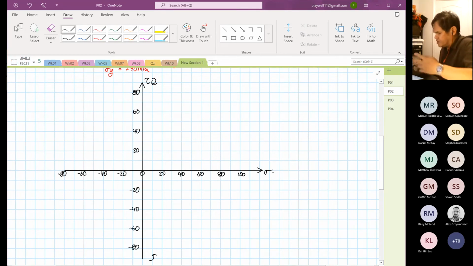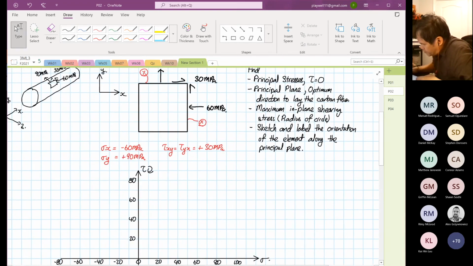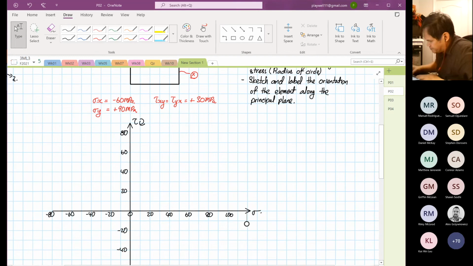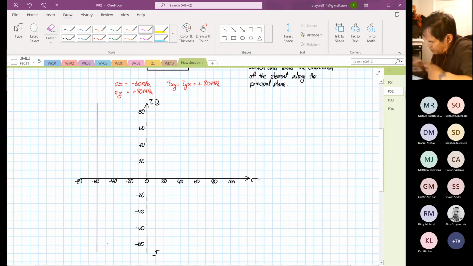Make sure the scales are the same. If the scales are not the same, you will not get a Mohr circle. You get a Mohr oval. So you make sure the scale is the same. Then you look at your first stress state, which is 60 megapascal, your first stress state, negative 60. All right. So this is your stress X line.